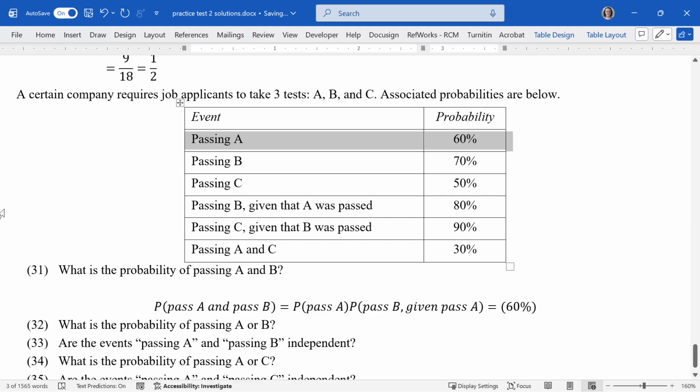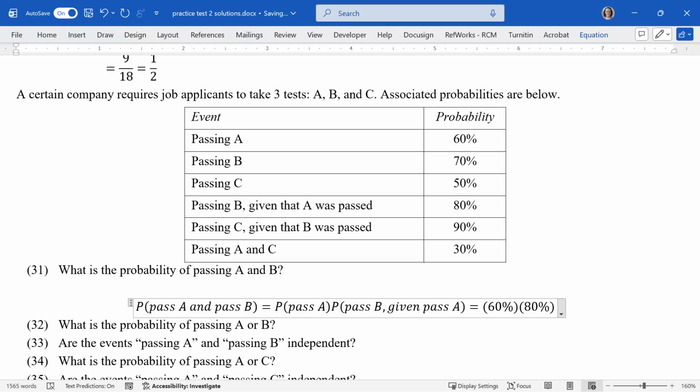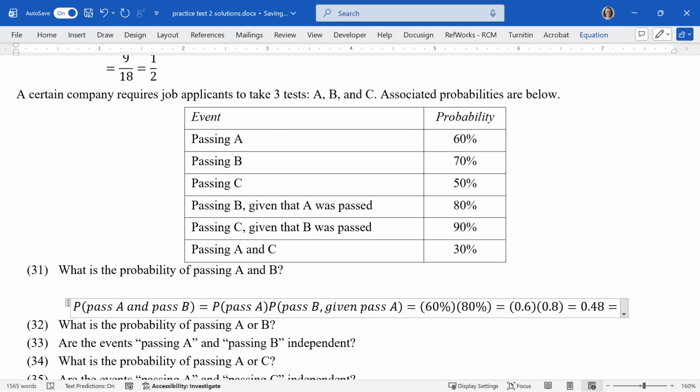And then the next one, I'm going to use this row in the table, passing B given that A was passed. So basically 60% of these applicants passed the first test, test A, and then of that 60% that passed A, 80% of those people then go ahead and pass B. If you were really going to multiply these out, you would need to do it in decimal form like this. On a test, I would probably not require you to simplify this. But if you wanted to, it comes out to 0.48 or 48%.